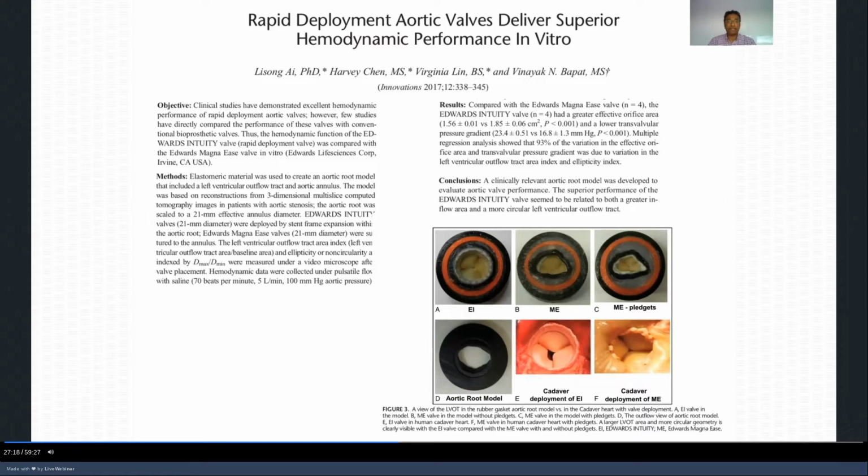Magna Ease. And looking at the diagram, the first most noticeable thing is that you can see the circular LVOT that is conferred by the Intuity valve, rather than the puckered appearance in the LVOT to a valve that is actually stitched in. And in this study, they also looked at the way you stitch the valve in using horizontal mattress with and without pledgets. And this is also mimicked in the cadaver model, which you can see in figure E at the bottom of the slide.